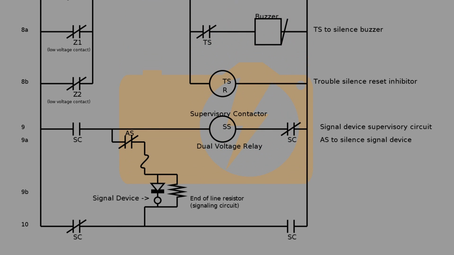Finally, on rung 9A, there is another set of normally closed contacts, AS. These work from the coil AS in the alarm silence circuit. When the alarm silence circuit is turned on, these normally closed contacts on 9A open, silencing the signaling device.